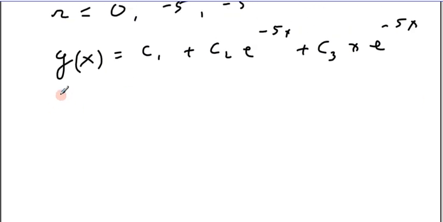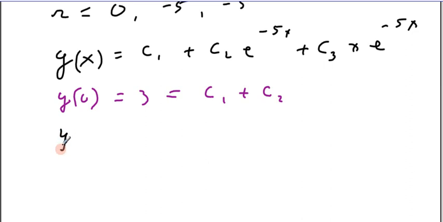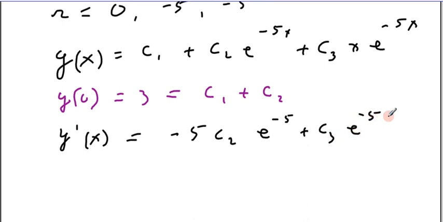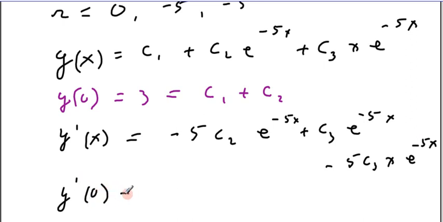So first thing we'll do is look at y at 0 is 3, which is going to be C1 plus C2 plus nothing, because that's a 0. Alright, so just C1 plus C2. And then we'll look at the first derivative of our answer, and we see that that's minus 5c2 e to the minus 5x plus c3 e to the minus 5x, minus 5c3x e to the minus 5x. And we look at the first derivative at 0, and we remember that it is 4. And we say, well, okay, it's 4, so that's going to equal minus 5c2 plus c3.